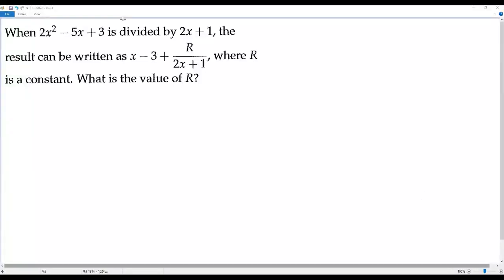Here we have a SAT math question. Okay, let's go to the information. When 2x² − 5x + 3 is divided by 2x + 1, the result can be written as x − 3 + R over 2x + 1, where capital R is a constant. What is the value of R?